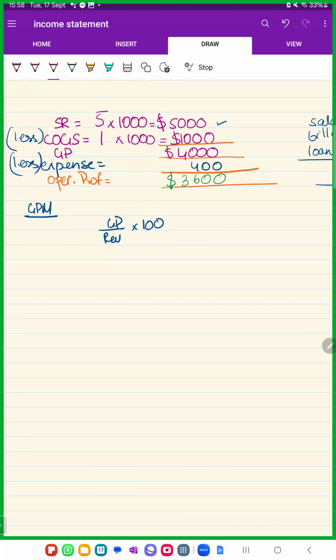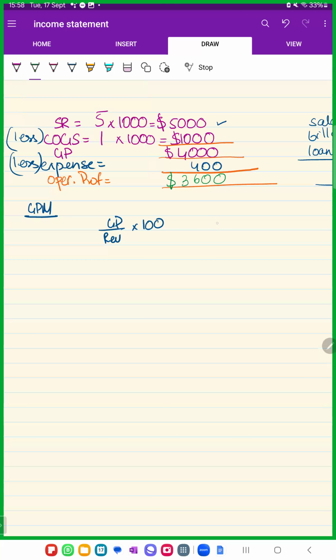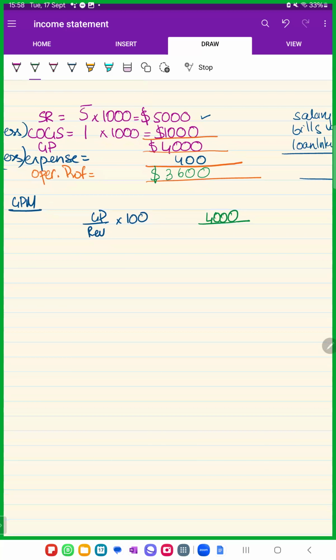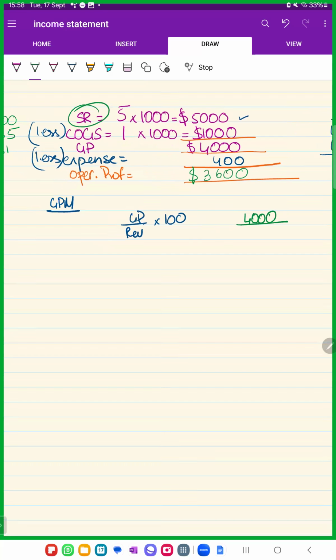That means it's, tell me what I should do. So what's my gross profit? It'd be 4,000 over. Where's the revenue? Sales revenue, it's always the first line. Okay, so that would be 5,000.